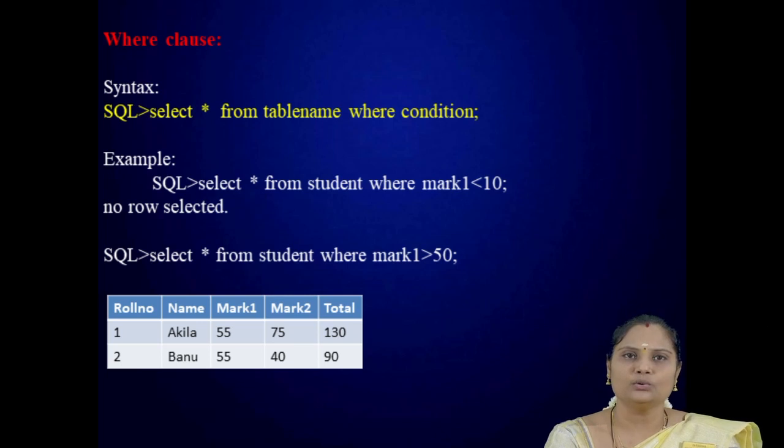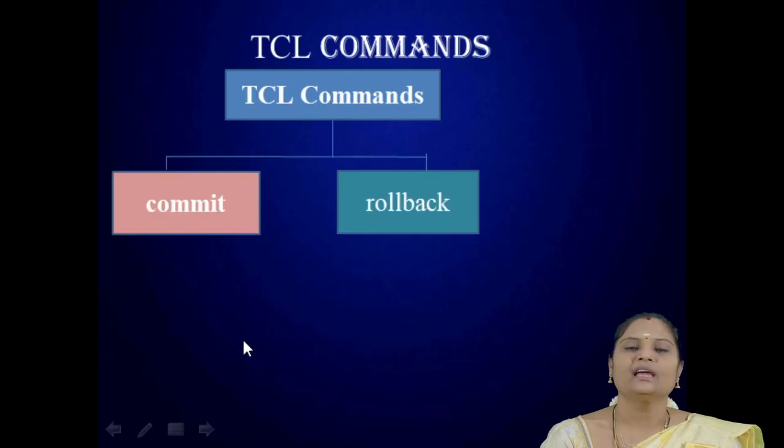If we want to display mark 1 greater than 50, we write the query as select star from table name where mark 1 greater than 50. This condition is applied in our student table and we get the records from the student table.